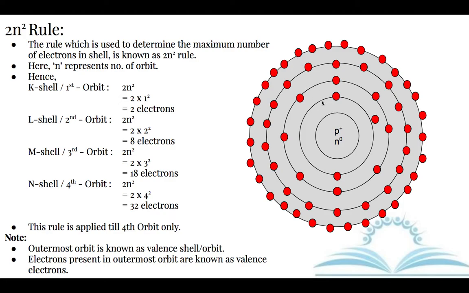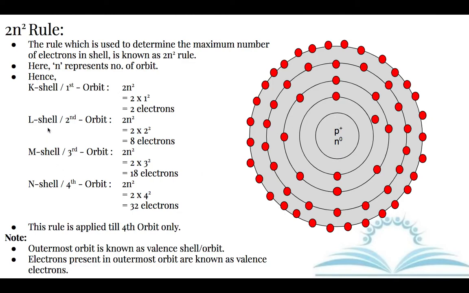So the first orbit, let's calculate how many electrons it can carry. The formula is 2n square, where 2 is constant and n represents the number of the orbit. Since this is the first orbit, the value of n is 1. So 1 squared is 1, times 2 is 2 electrons. That means the K shell, the first orbit, can carry 2 electrons. Here you can see it has 2 electrons.